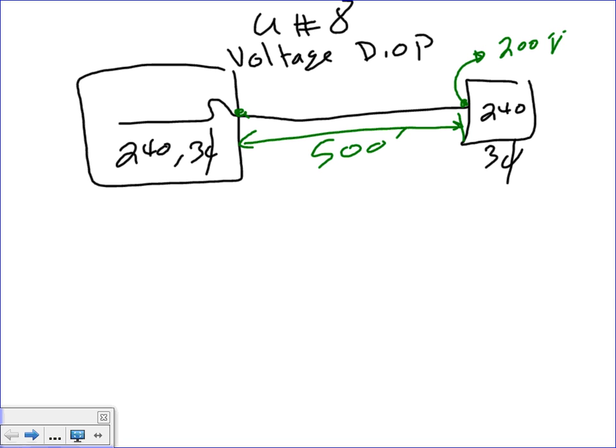So that's the main reason, guys, for having a voltage drop. Most of the manufacturers give you equipment that can work plus or minus 5 to 10% of the voltage, 5 or 10%.